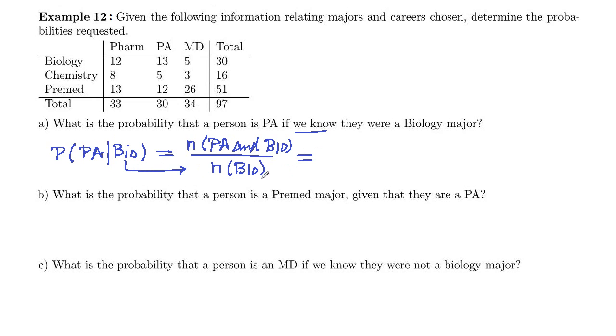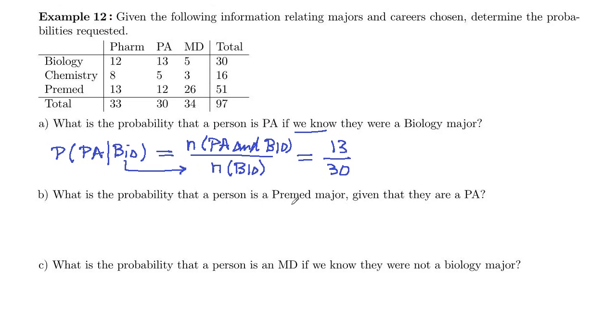So number of bio majors here, that row total, 30. And then out of those 30 bio majors, we want to know how many became PAs, 13. So that 13 is in the PA column and the biology row. That's the number that were biology and became PAs. So that's what we call a joint probability or an AND probability. You don't have to write the symbolism, but if it helps you, go ahead.